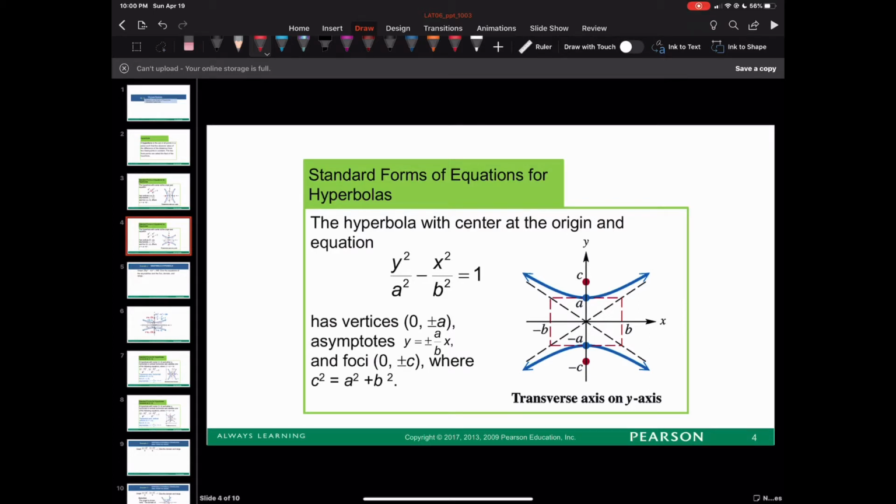Now, remember, like I said, if you put this in the relative mind of how the parabolas look, it's just two parabolas going in opposite directions, if you want to look at it like that.